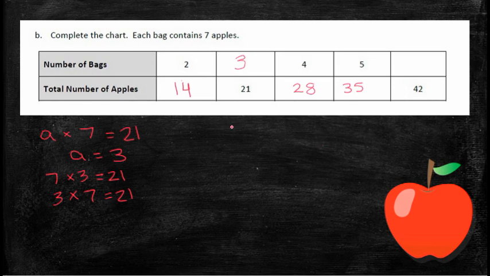You could ask yourself, a times 7 is equal to 42. What number do you multiply by 7 to get 42? Look at your multiplication chart, or maybe you already know. The answer should be 6. Give yourself a pat on the back.